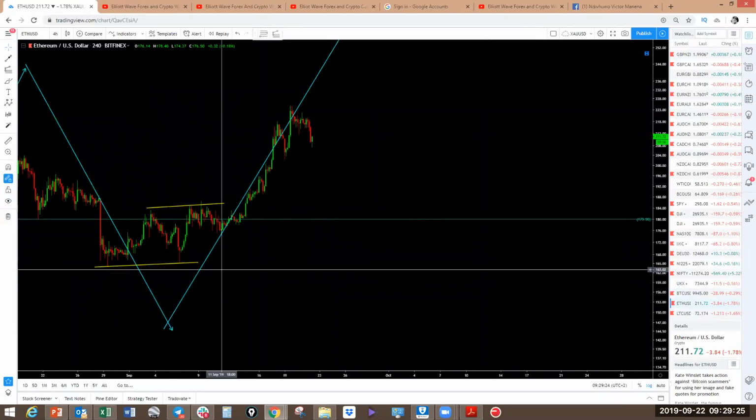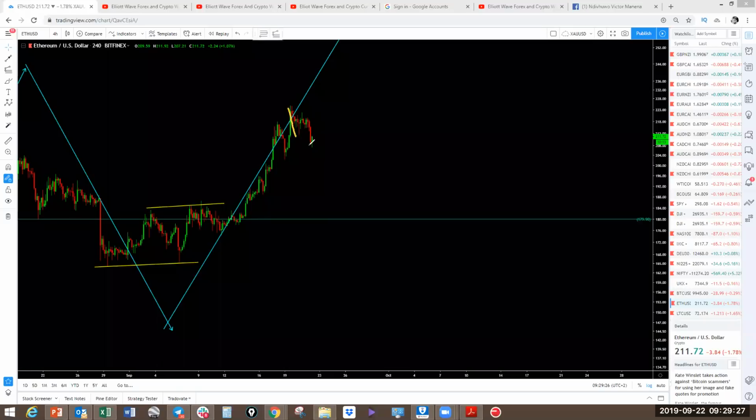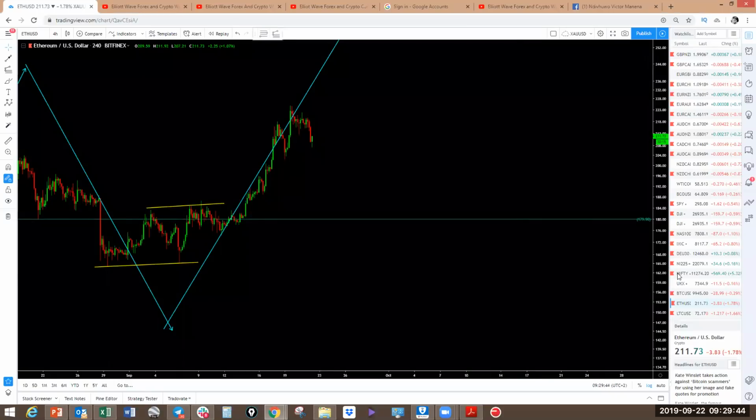Ethereum looks to have made a 3-wave move pullback here. I expect another corrective structure here for another move to the downside. This is coming down correctively the same way that Bitcoin is. So it's not coming aggressively, so it's not a reversal, it's coming down correctively. Okay, so nothing really much to trade there. That is Ethereum.